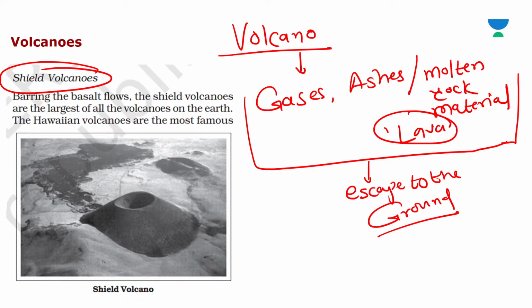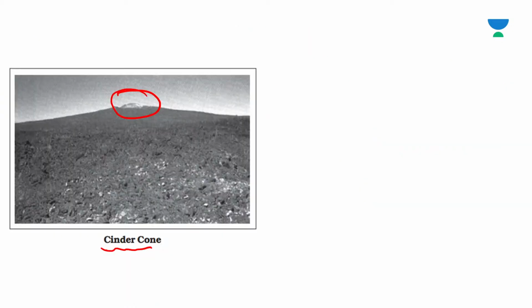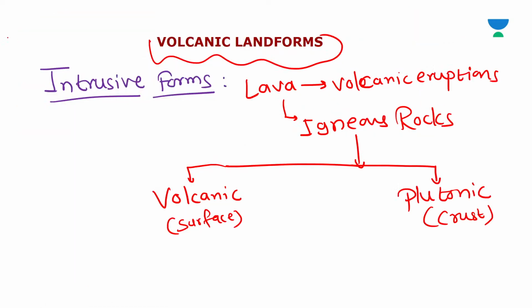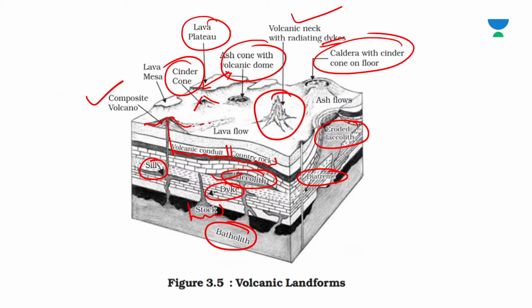Then volcanoes: shield volcano, cinder cone, composite volcanoes. Then volcanic landforms we have covered. The formation of igneous rocks. So there are volcanic and plutonic. And then through diagrams we have discussed the volcanic landforms.